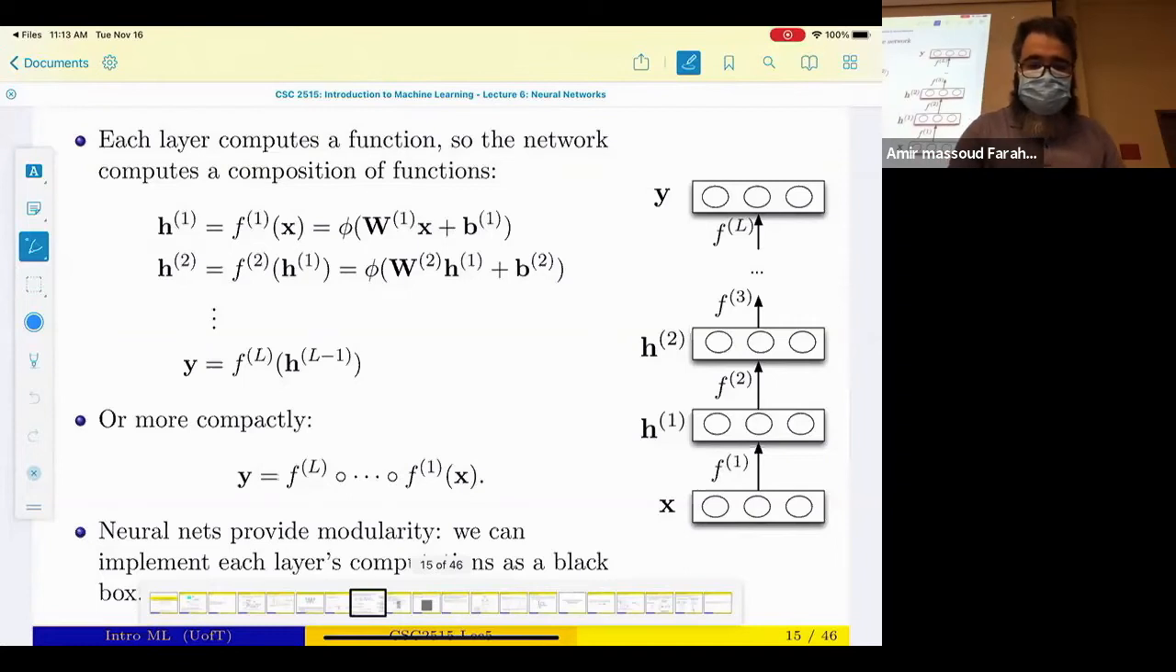Okay, so let's get started. The plan for today is to continue with the neural network lecture, and then after that, if we have time, to get to the probabilistic models.